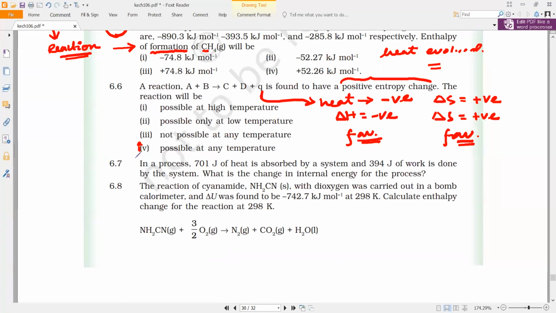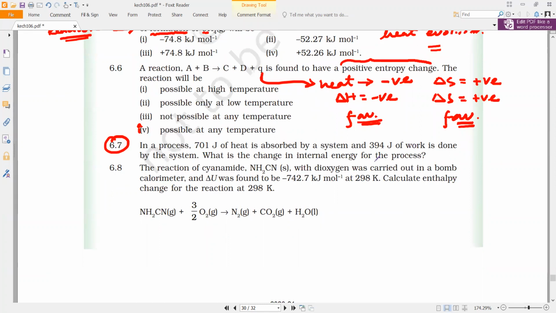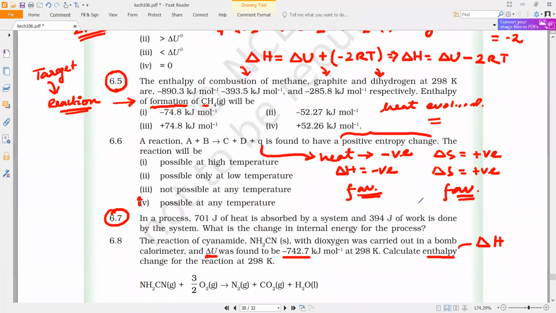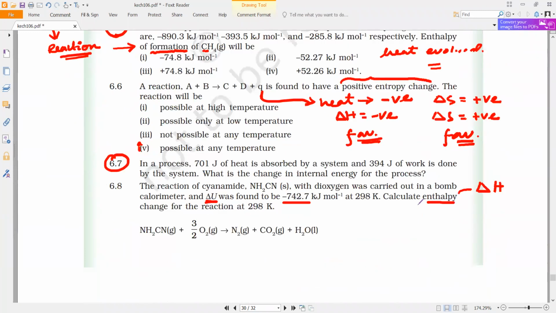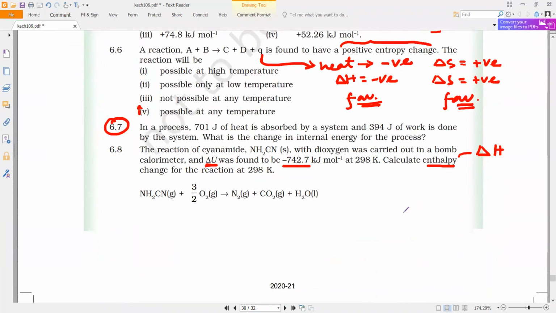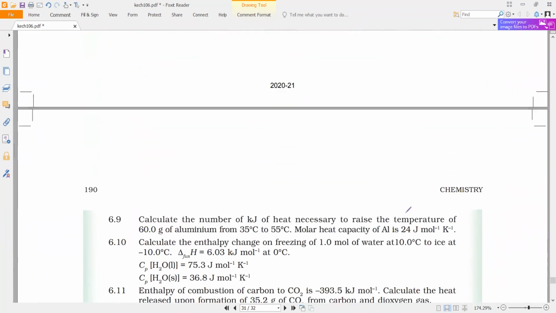Next. This question we have done in the classroom, and I think this question also we have done in the classroom. It is again the same type of question. You have been given delta U, and you are asked to calculate the enthalpy, delta H. So you will use the same equation, delta H is equal to delta U plus delta n g RT. Yes or no? Yes, sir. Okay, same question, nothing different.